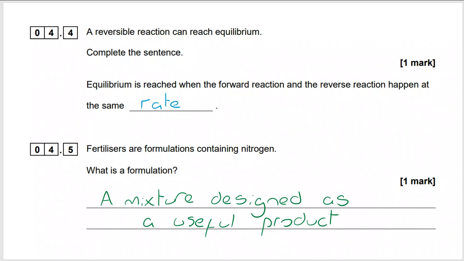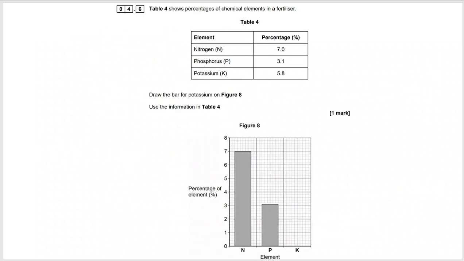for a specific use. For 4.6, you're being asked to complete the bar chart. Fairly straightforward. Just always read the scale very, very carefully whenever you have graph plotting. It's easy marks to pick up, but if you rush through, they're easy marks to lose as well.